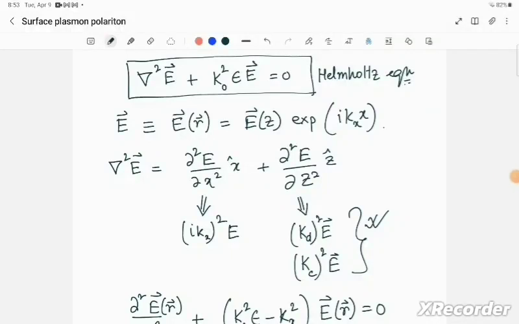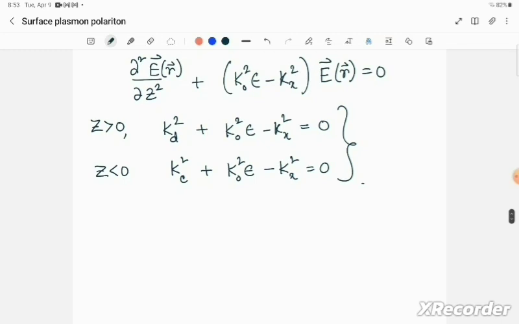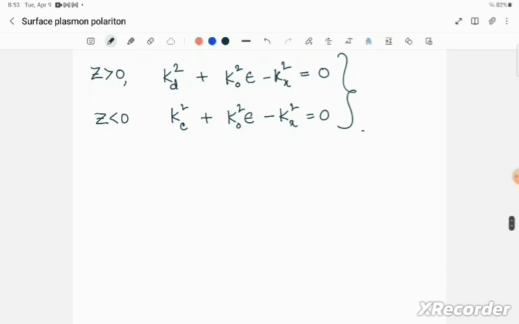Hello everyone. So we continued our lectures on surface plasmon polariton. In the last lecture we derived this Helmholtz relation, and now, knowing the form of the electric field as shown here, we had arrived at these two relations for the two regions. The first one is in the dielectric region, and this is in the conductor, so z less than 0.